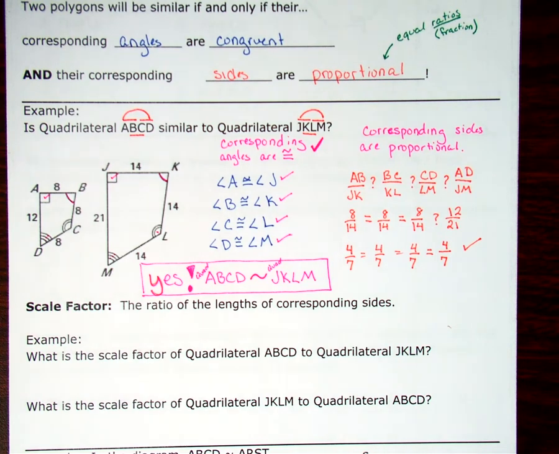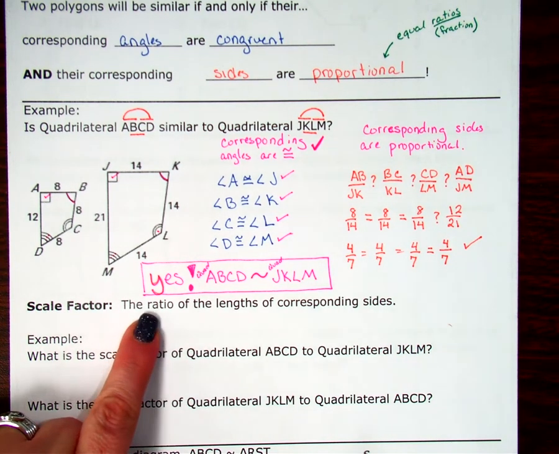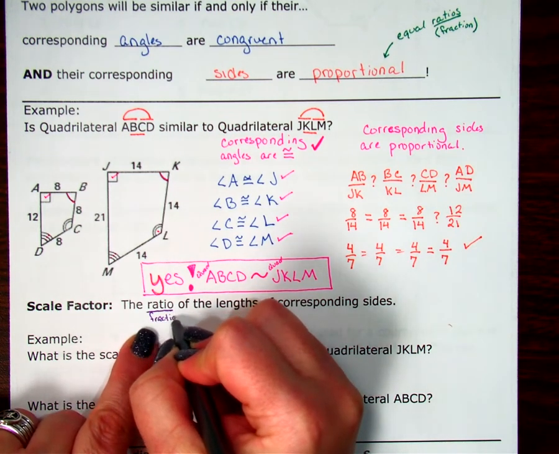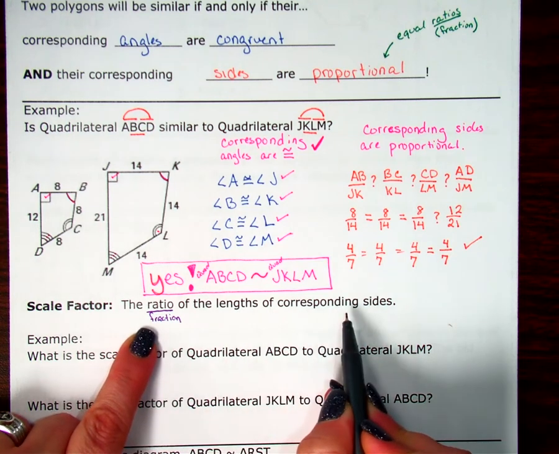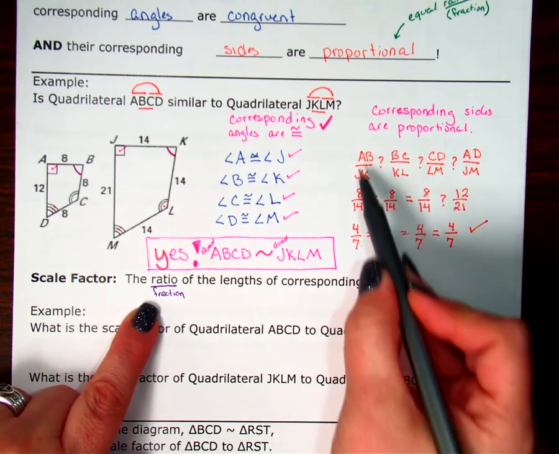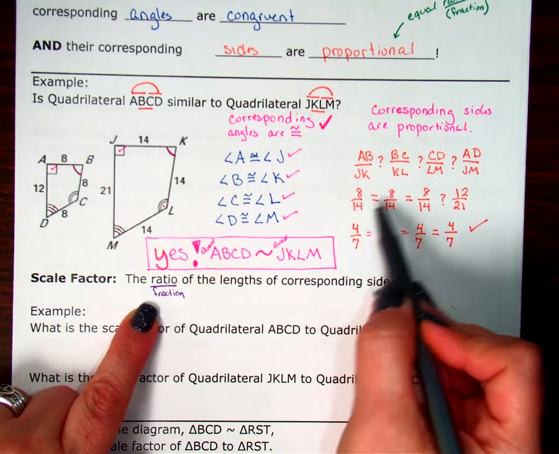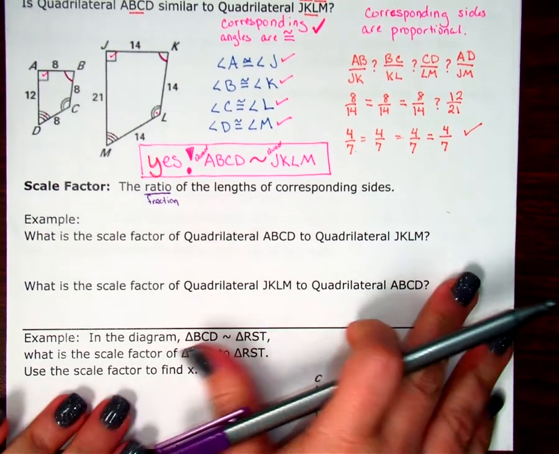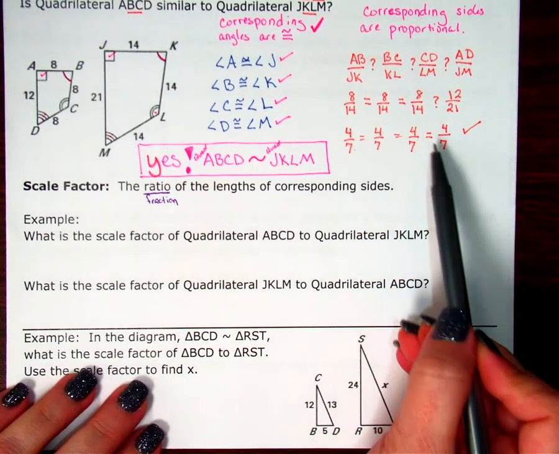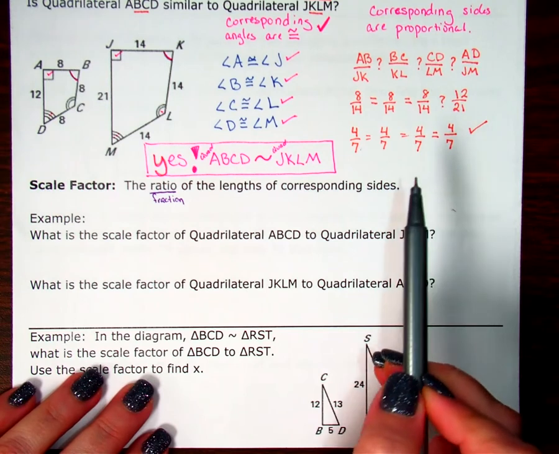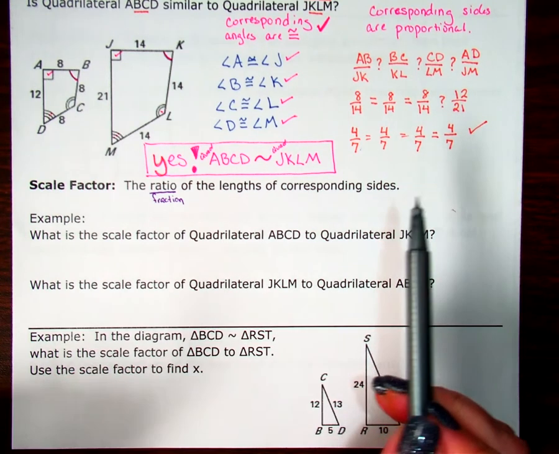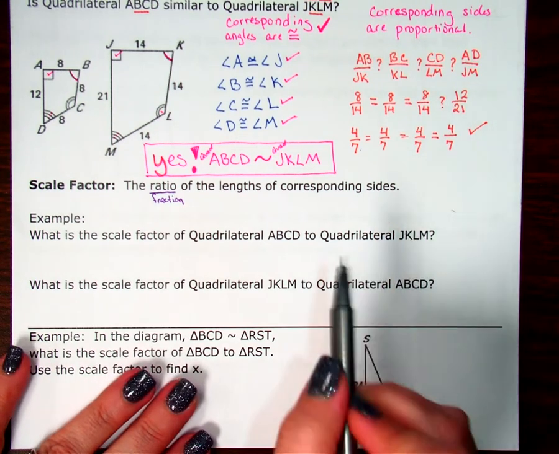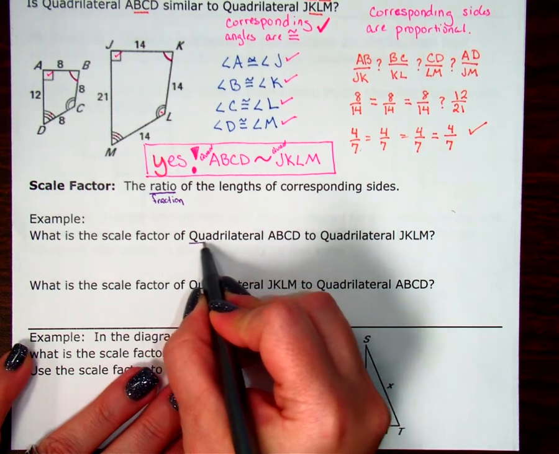Okay? The next super important thing that we're going to talk about is called scale factor. And the scale factor is the ratio. So again, remember that means fraction of the lengths of the corresponding sides. So when I've looked here, these are corresponding sides, and these are the fractions that go with them. So I can see my scale factor here looks like it's 4/7. But each pair of similar figures, you can think of it as two different scale factors, because remember, order is important.